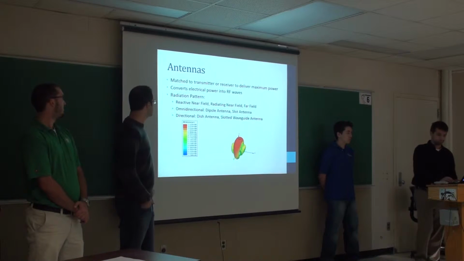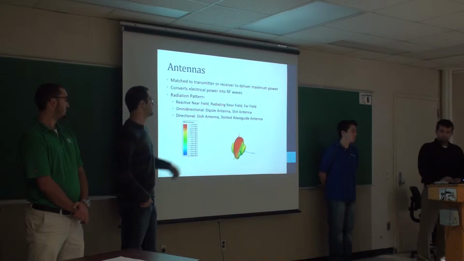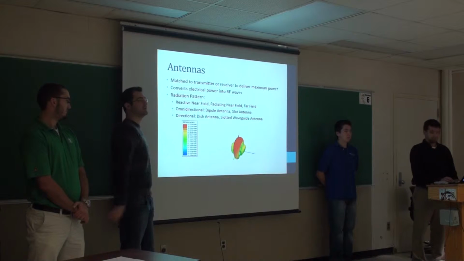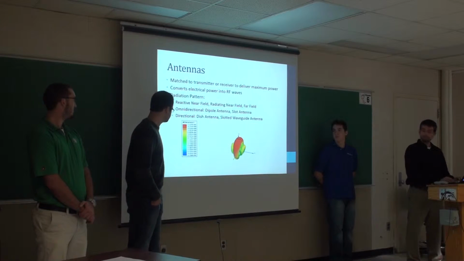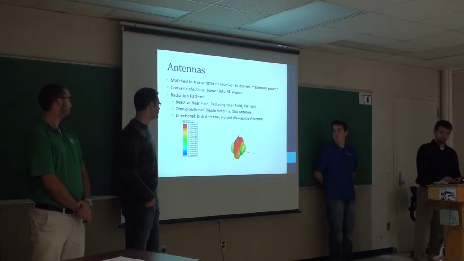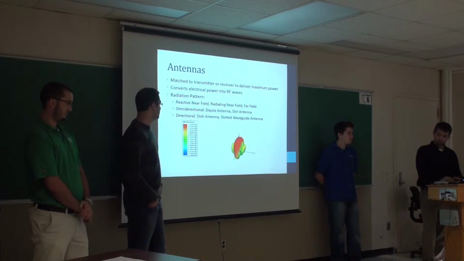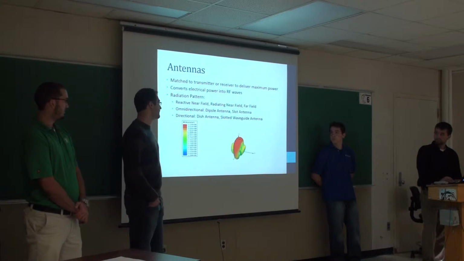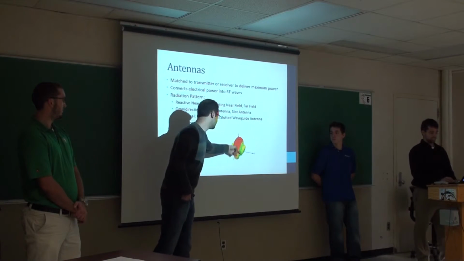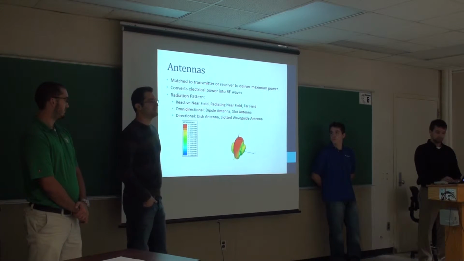Next I'm going to talk about antennas. They're matched to a transmitter receiver, and they have to be matched properly so they can deliver the maximum power. Like I mentioned previously, they convert this electrical signal into electromagnetic waves that travel through space. The radiation pattern is an important characteristic of an antenna. When you're looking at a radiation pattern, you're looking at the far field pattern, and it can either be omnidirectional or directional. And the omnidirectional pattern, basically, you'd see this theta right here, it'd be almost a donut shape. The directional is obviously pointing in a certain direction.